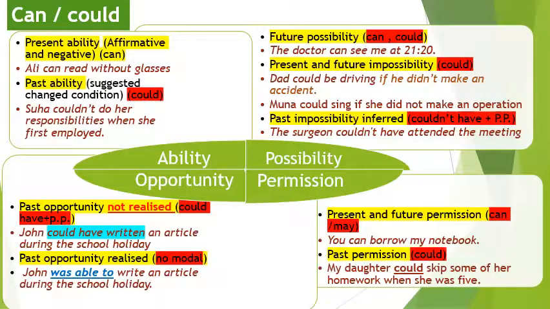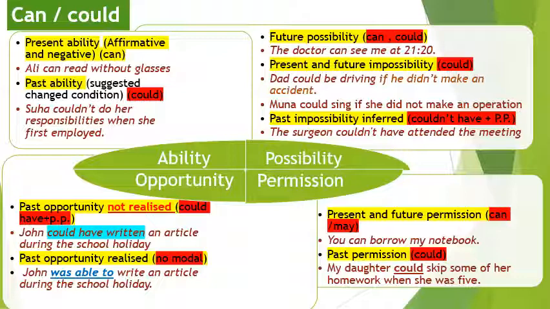Starting with can and could, there are 4 meanings that can be expressed by can or could sometimes. We can express ability, possibility, opportunity, and permission. If we want to talk about ability, present ability can either be affirmative or negative, of course. Here we use can because you are talking about your ability at the present time. For example, Ali can read without glasses.